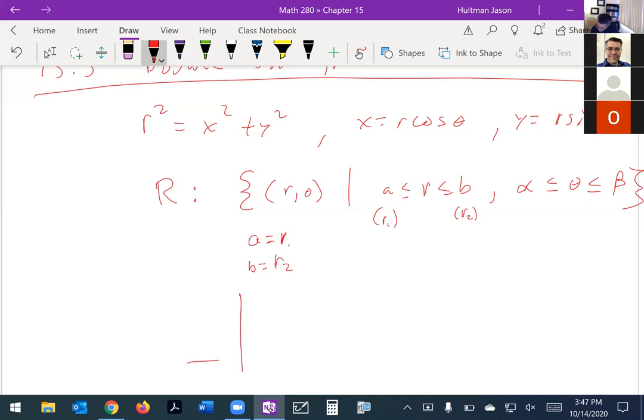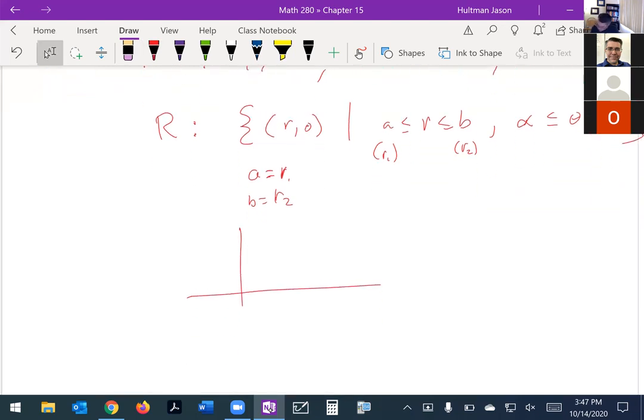If we look at our polar graph, here's a vector on my polar graph, and I'm going to call that R1. So this goes out R1. Then I'm going to have another vector on the polar graph, and that goes out R2. From R1 to R2, what would be the region that I would sweep between R1 and R2 through some angle theta? This angle theta is going from angle alpha to angle beta.